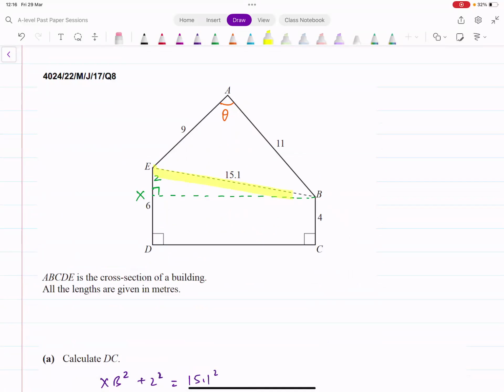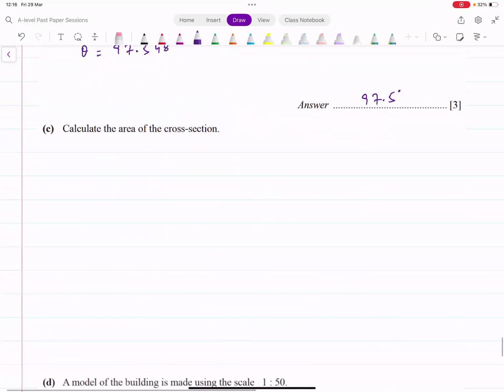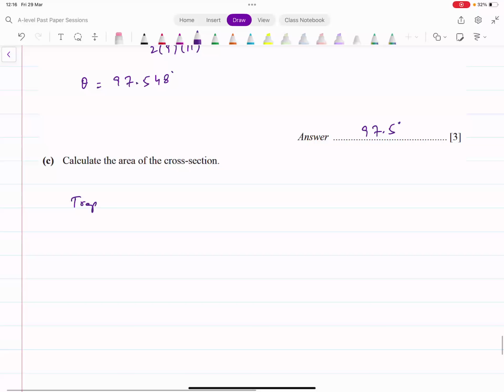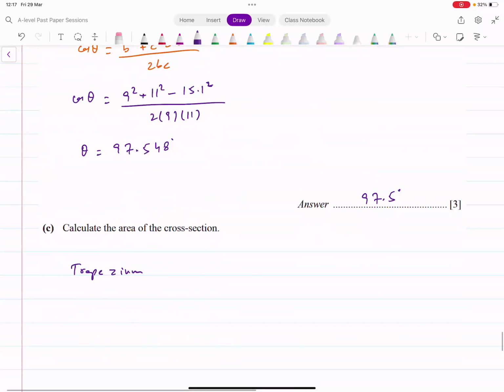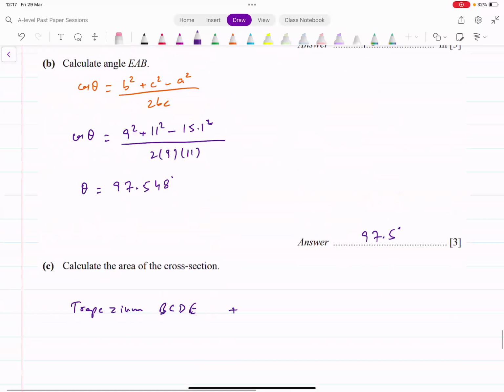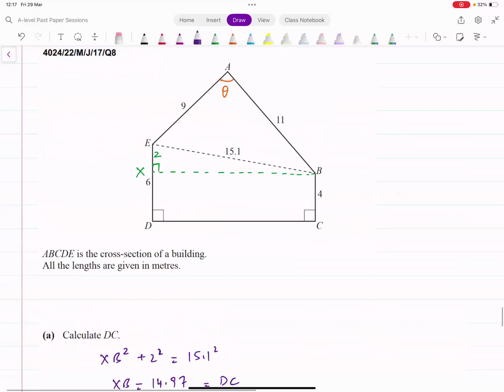We could say we have a trapezium. This one, we know the formula for area for trapezium, and the other could be this triangle. We could use these two diagrams. Let me write that down here. So area of the cross section could be the area of the trapezium BCDE, add to that the area of the triangle ABE.